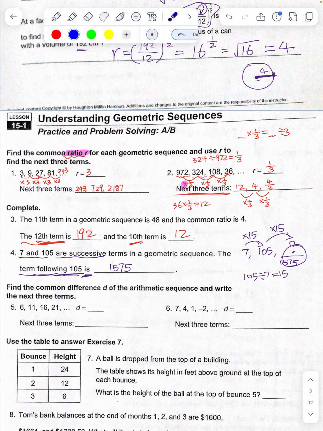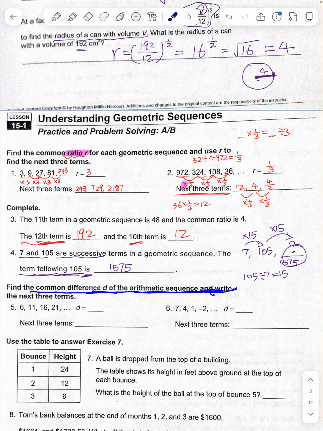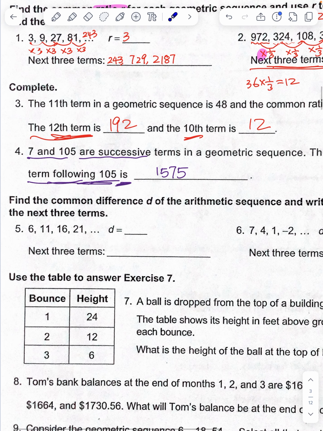Okay, number 5. Find the common difference. Common difference is d, common ratio is r. So when we see the words common difference, that means it's an arithmetic sequence, where you add or subtract a number to get the next term. Number 5: 6 plus 5 equals 11, 11 plus 5 equals 16, 16 plus 5 equals 21. So the common difference is a positive 5.